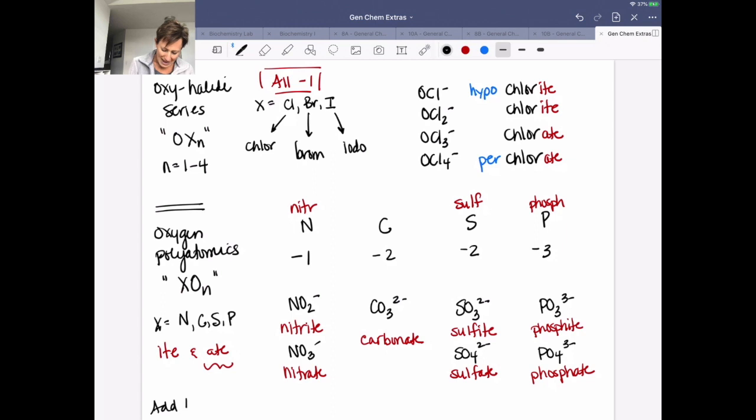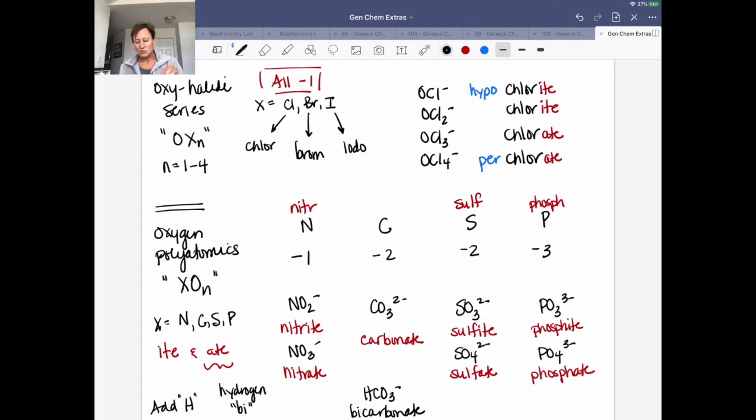So if you can add hydrogen, there's 2 ways that you can indicate that you've done that. You can say the word hydrogen, or you can use the word bi. So let me go through some examples here. We could have HCO3- because we've added an H+, then that is going to now just be a -1 anion. And so this would be bicarbonate.